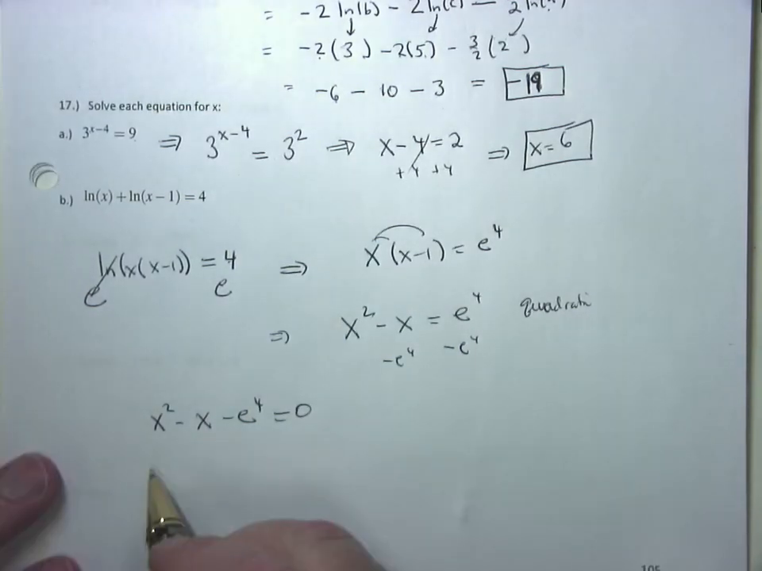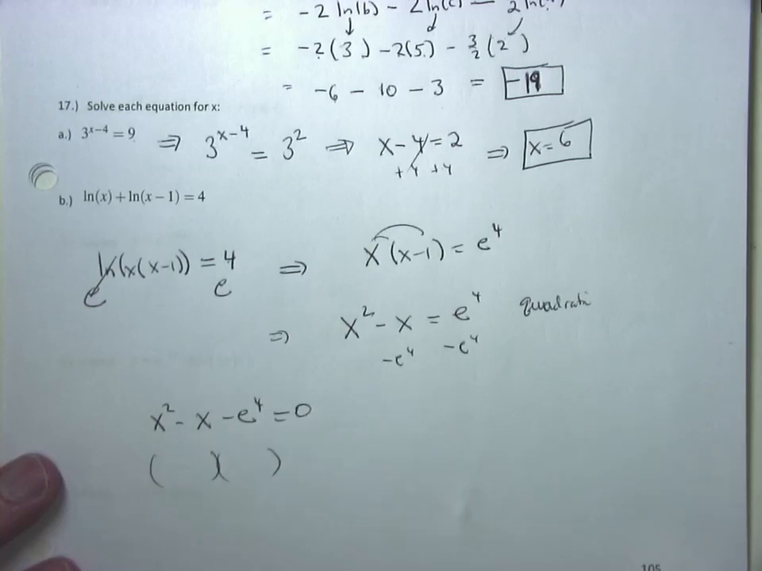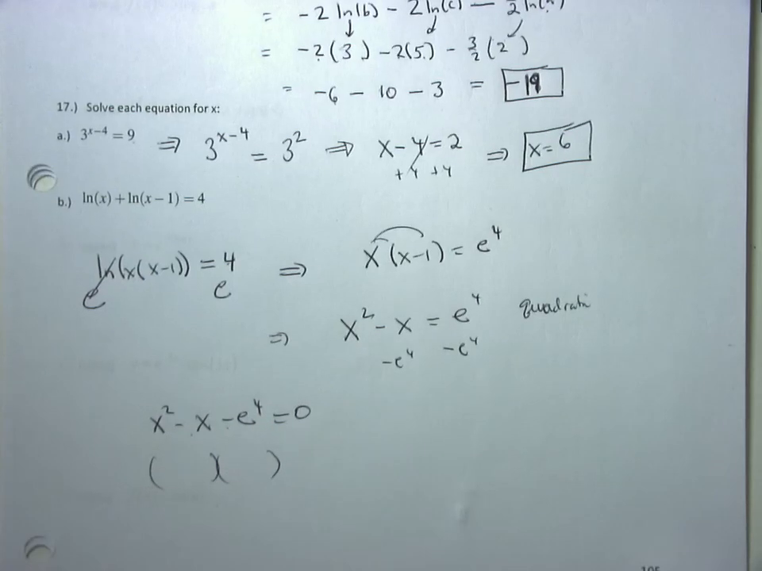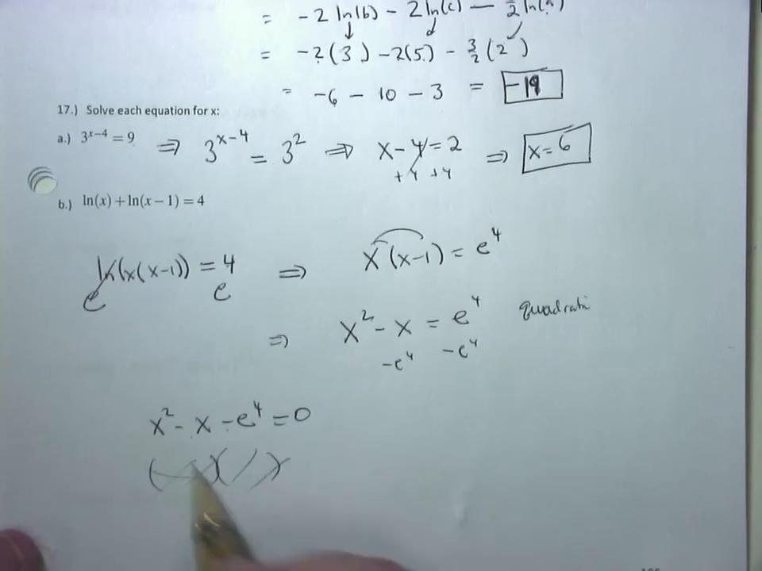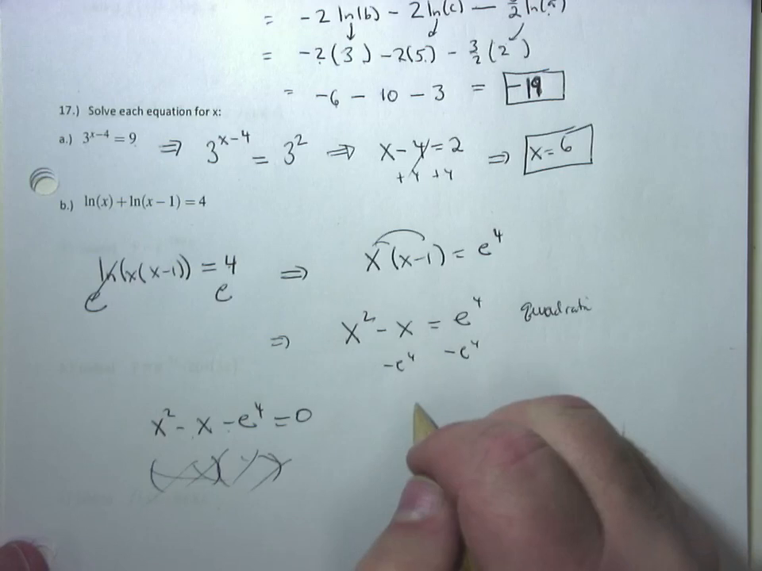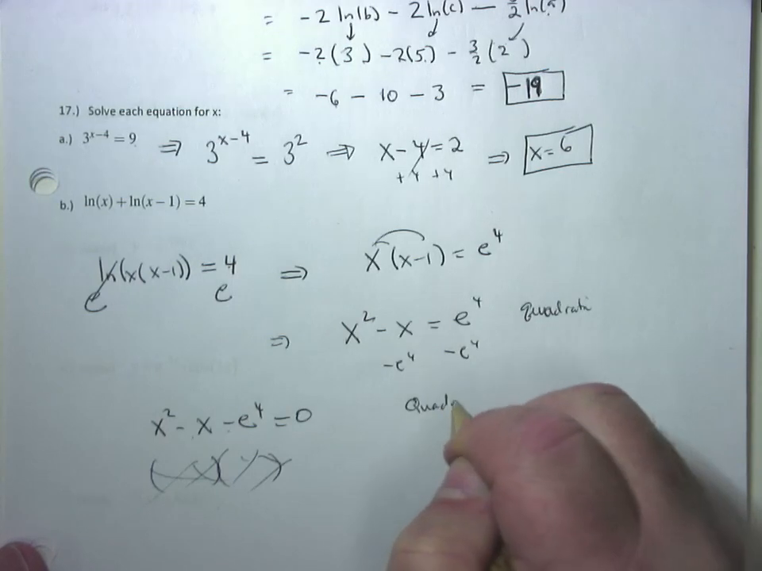Now personally, I would love to come down here and go anti-full factor this thing, but what times what is e to the 4th that differs by 1? Absolutely nothing. Okay, it's not going to factor at all. I got a quadratic that doesn't factor. And I've got to solve this thing. What am I going to do? Quadratic formula.